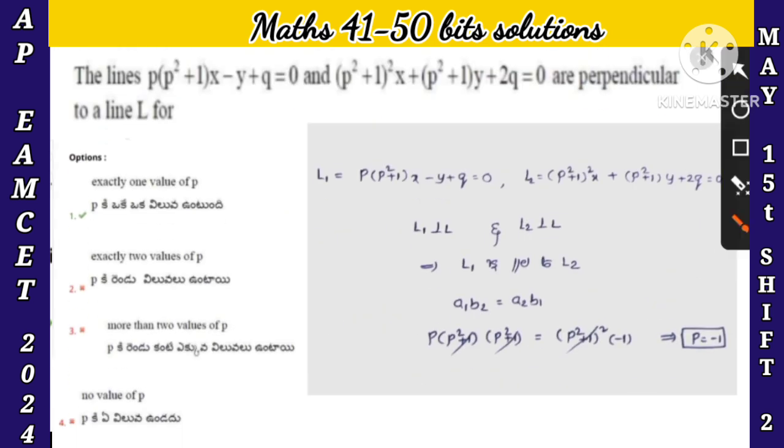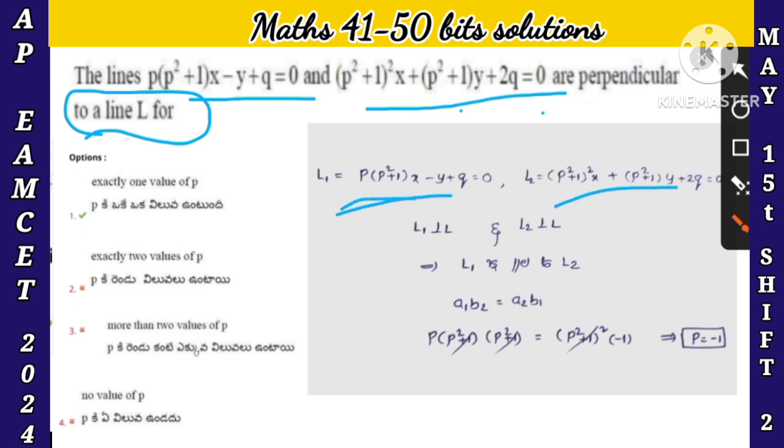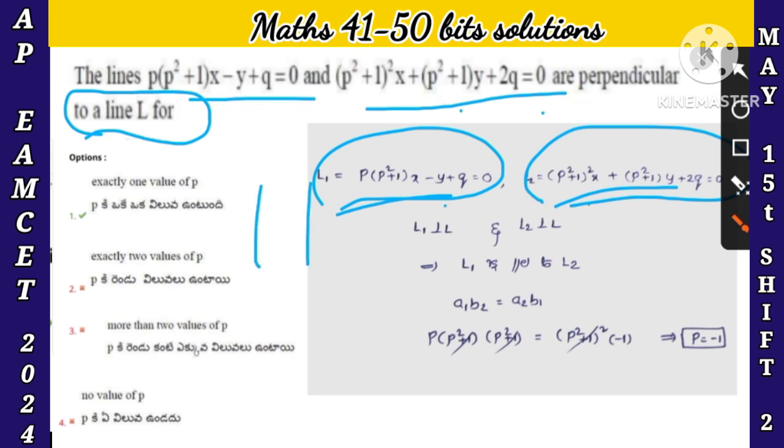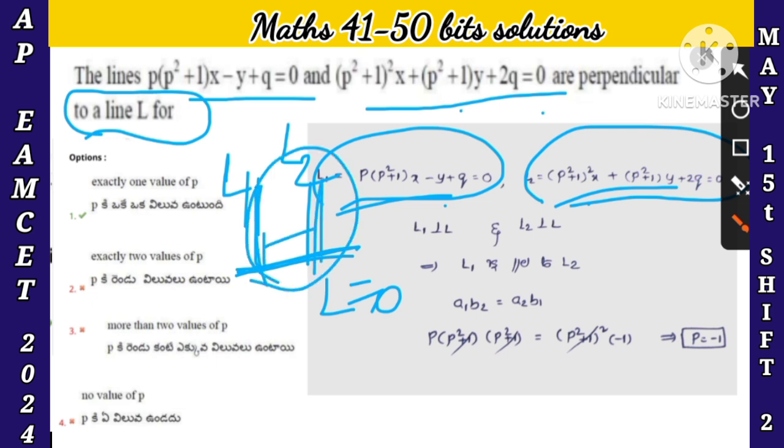See the next problem. The lines p(p² + 1)x minus y plus q is equal to 0, and (p² + 1)² x plus (p² + 1)y plus 2k is equal to 0 are perpendicular to a line L. Okay, two lines are given here: L1 is the first line, L2 is the second line. These two lines are perpendicular to one line, L is equal to 0. The first line is perpendicular to L, the second line is perpendicular to L. What is the relation between these two lines? These two lines are parallel to each other.